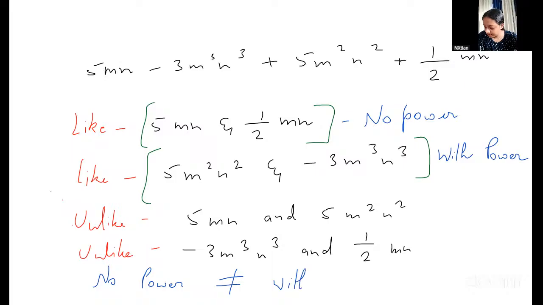Means that if we have a term with the same variables and no power, and another term with the same variables but it has a power, they will be unlike terms. Okay, they will be unlike terms. Understood? Now, Nathaniel, understood?